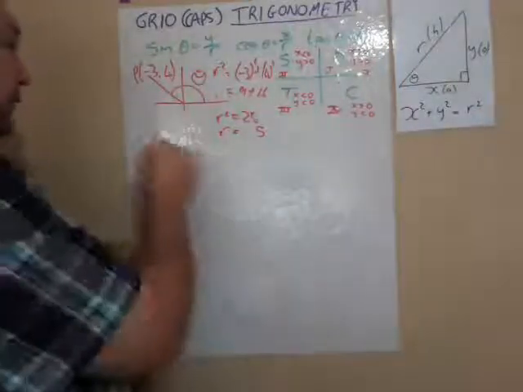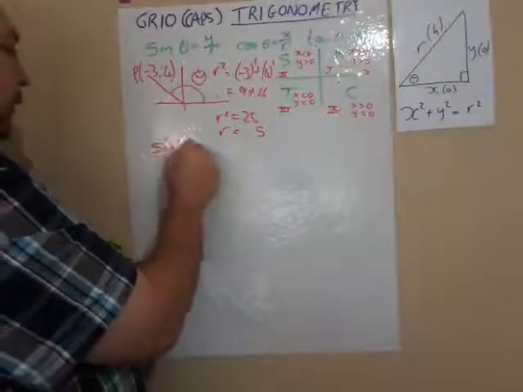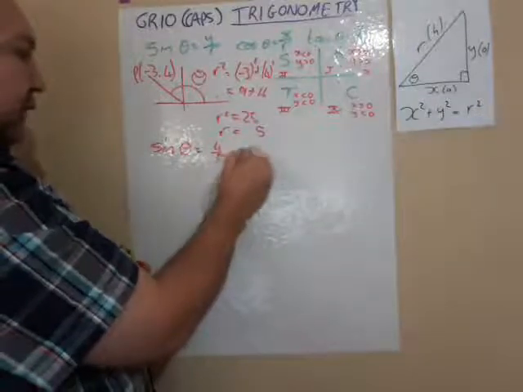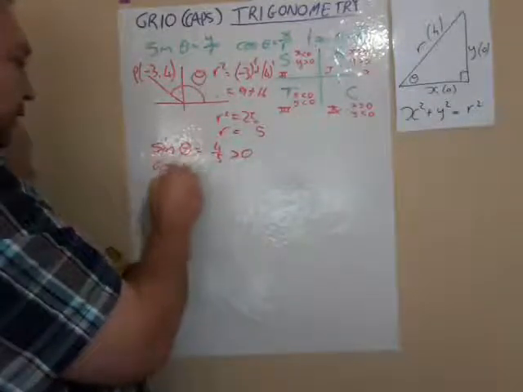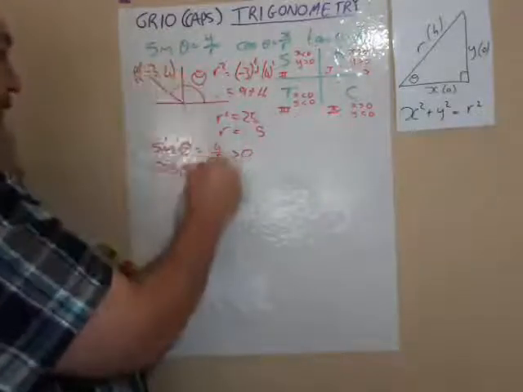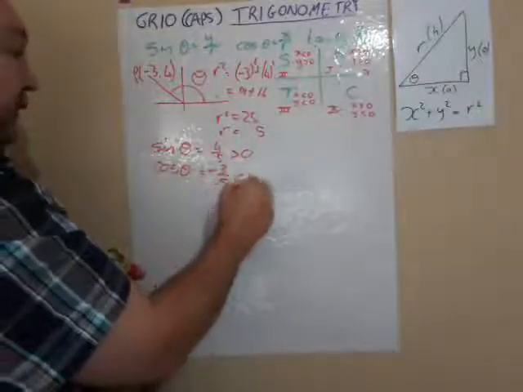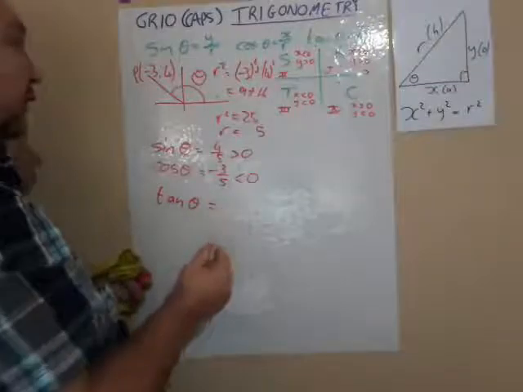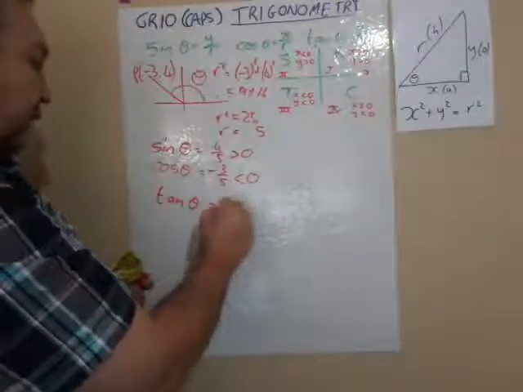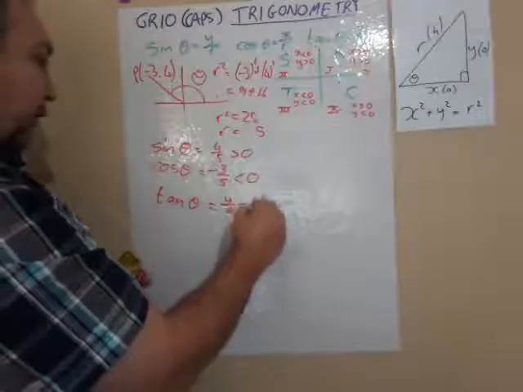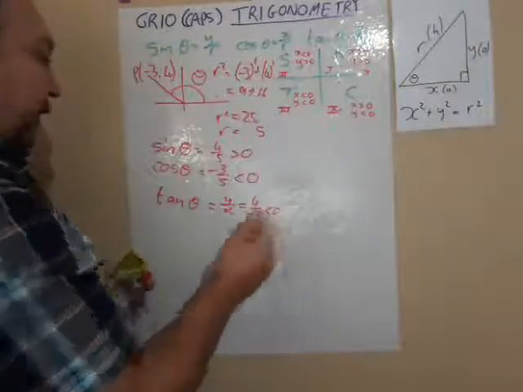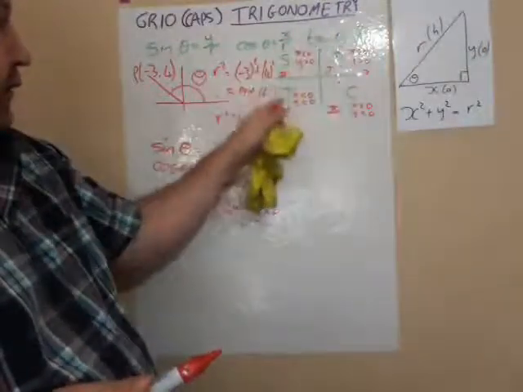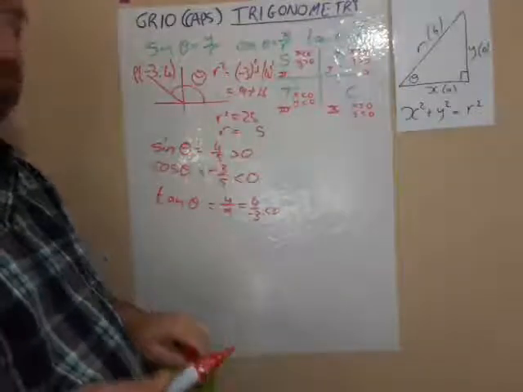Now we can define sin of theta, which is y over r, which will be 4 over 5, and it's positive. Cos of theta will be equal to x, minus 3, over r, which is 5, and that's negative. And then finally, tan of theta will be equal to y over x, which will be 4 over minus 3, which is again negative.